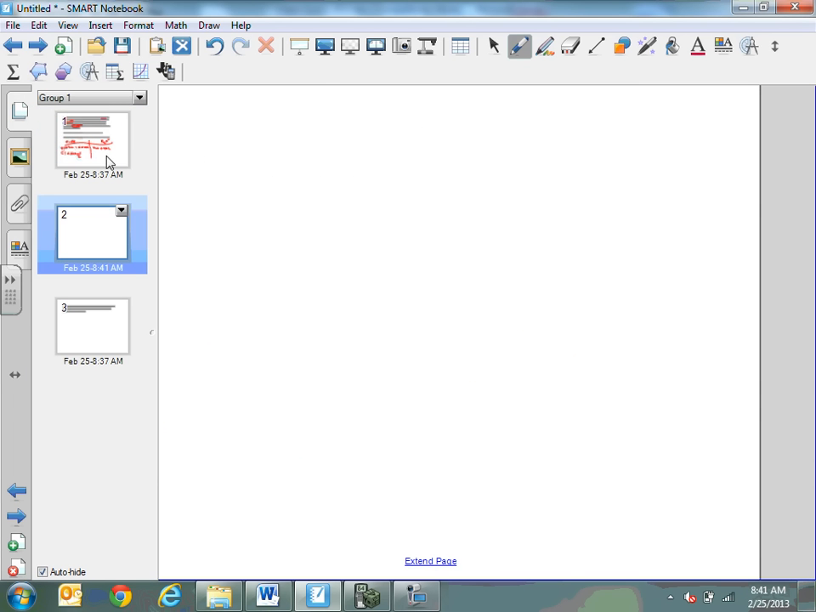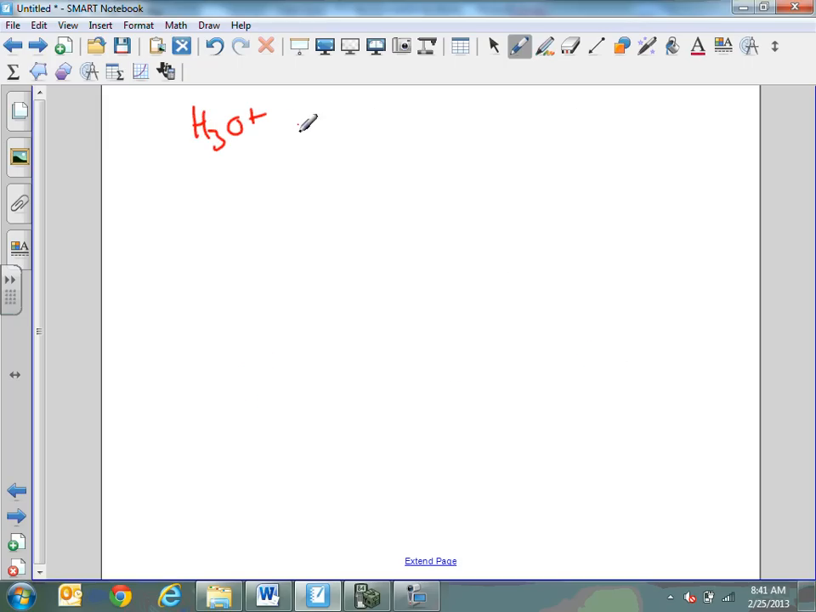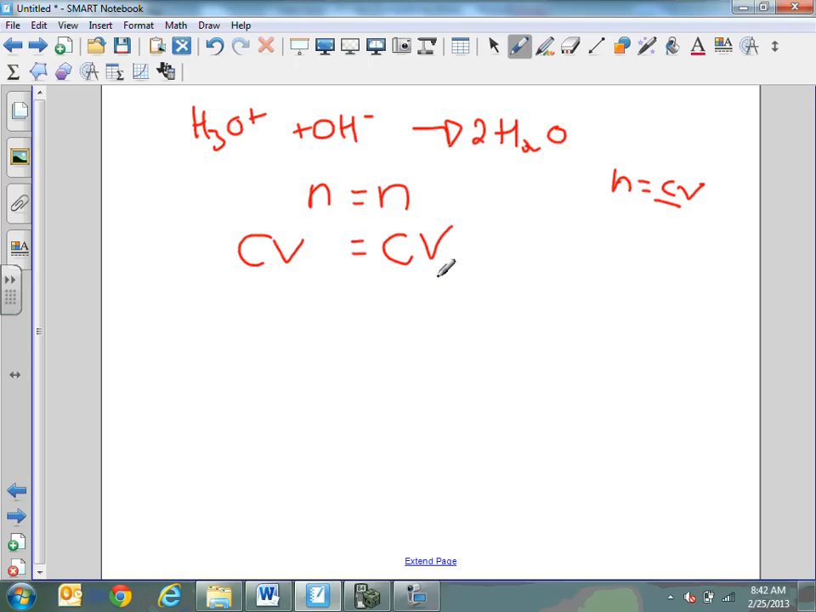If I know that I'm reacting these in a 1-to-1 ratio, H3O+ and hydroxide are reacting at a 1-to-1 ratio to produce water. That means the number of moles that are reacting are equal. N equals N. From this formula, N equals C times V, which is in your data books, I can just substitute in C times V for N. This is the concentration and volume of my known. This is the concentration and volume of my unknown. So I'm solving for the concentration of the unknown.